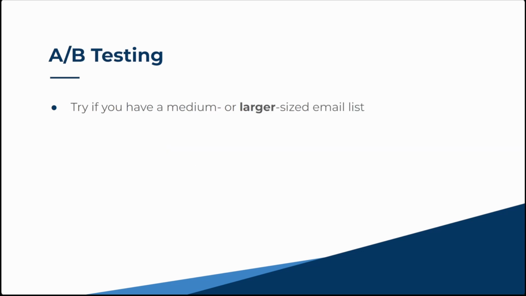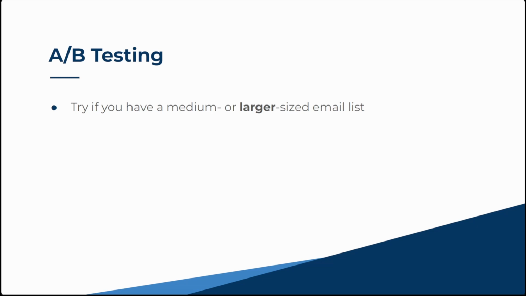Next, I'm going to talk a little bit about A/B testing. So if you have a larger email list, then you can try split testing different emails, which is basically just testing them against each other, two variations of basically the same email, to see which one works better. Our CRM has an A/B test feature.